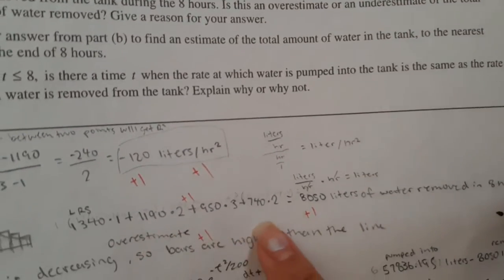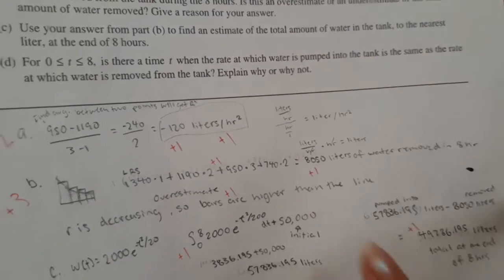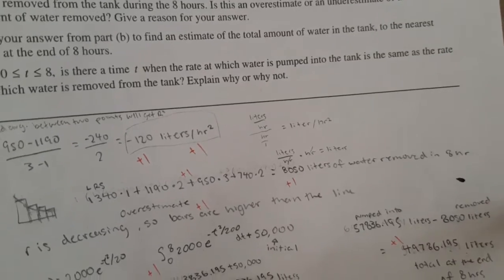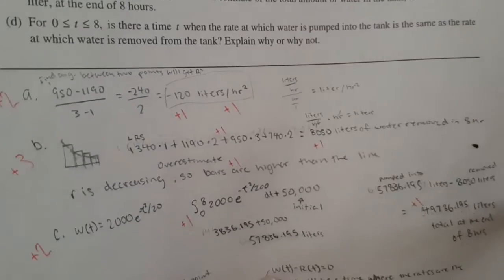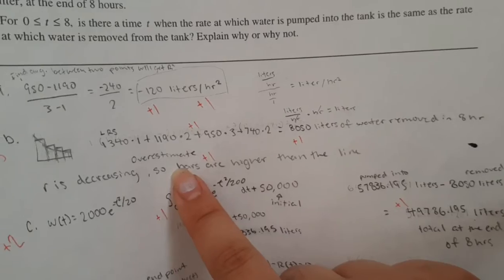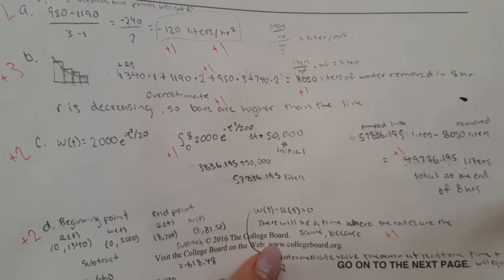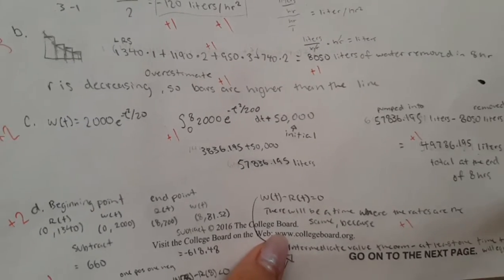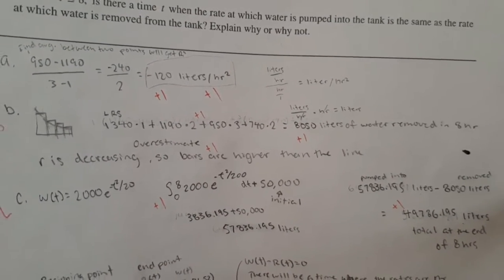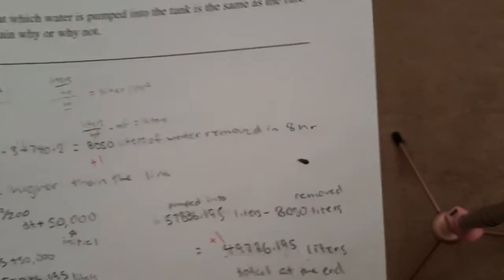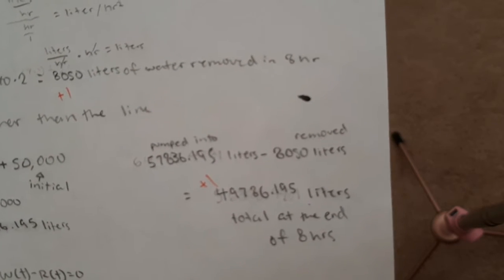For part B, you get 1 point for showing the work for the left Riemann sum, which is right here. So you need to make sure you have that to get 1 point. And then you get another point for providing the estimate, which is the 8,050. And then you get 1 more point for stating if it's an overestimate or underestimate with the reason. So here's the reason with the overestimate, you get another point. Then for C, you get 1 point for using the integral. So you make sure you integrate W of t, you get 1 point. And then you get a second point for providing the estimate, which is the 49,000.